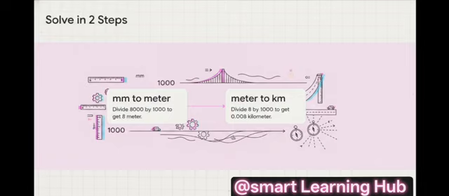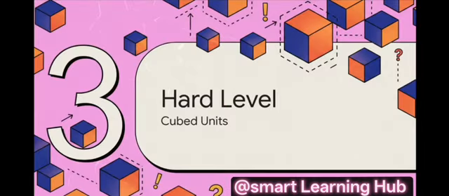First, we go from millimeters to meters. That's smaller to bigger, so we use our divide rule. Dividing 8,000 by 1,000 leaves us with 8 meters. Step 2, we go from meters to kilometers. Again, that's smaller to bigger. So we divide our 8 meters by 1,000 to seamlessly arrive at 0.008 kilometers. Boom, done.